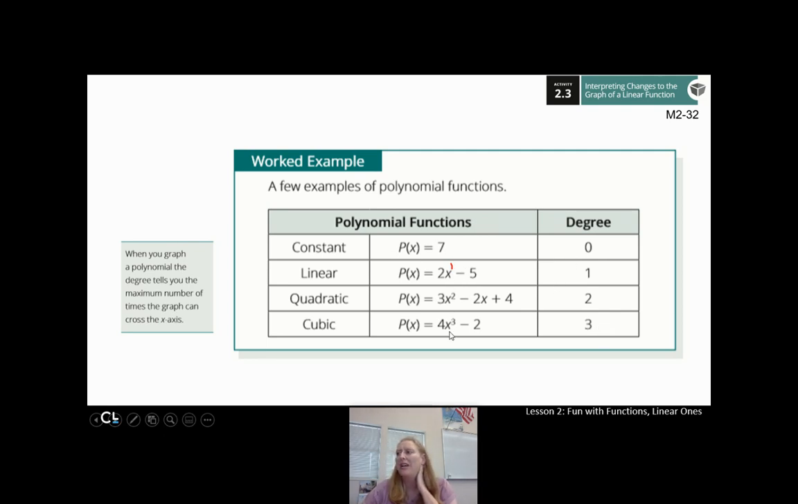But it's pretty easy to find the degree of a polynomial. You just look for the biggest power on your exponent, or pardon me, on your variable, the biggest exponent on your variable, and that's your degree. No big deal.